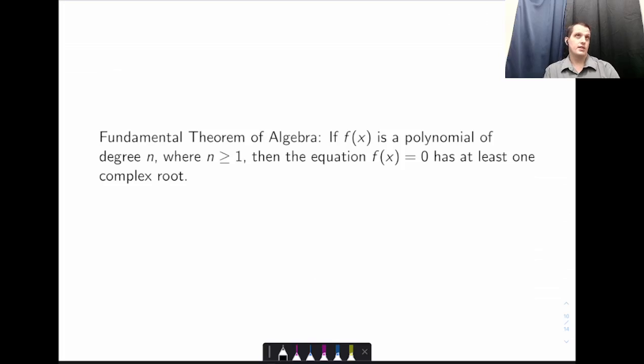All right, the fundamental theorem of algebra. If f of x is a polynomial of degree n, where n is greater than 1, so it's not a line, it's something more than that, then the equation f of x has at least one complex root. Complex roots. They might be real roots. They might not have imaginary numbers, but it's possible.